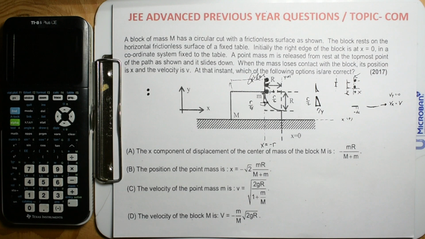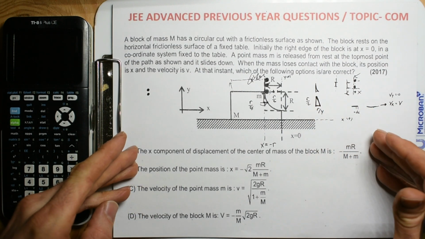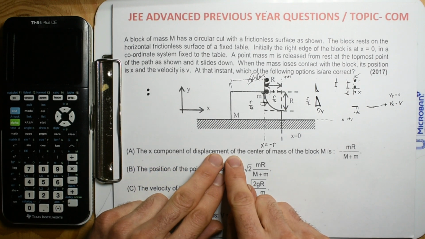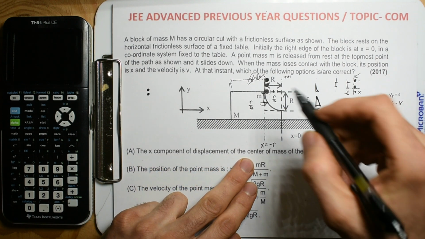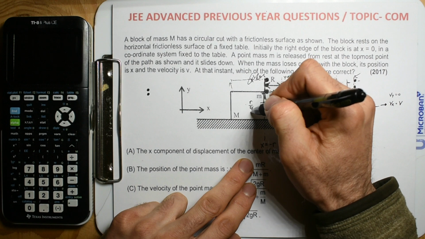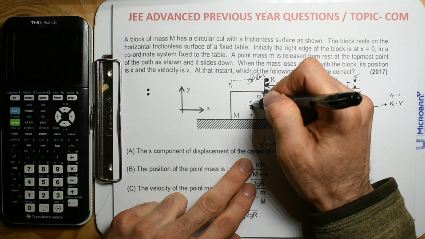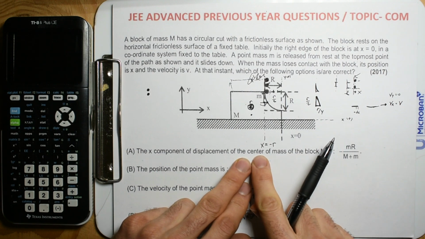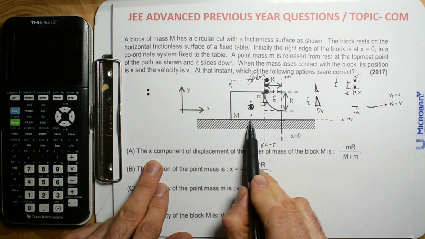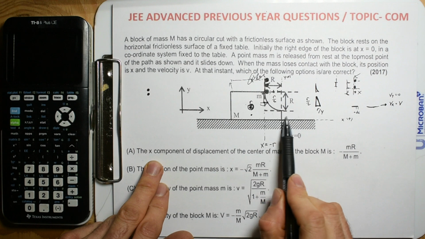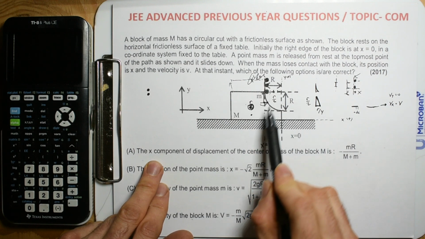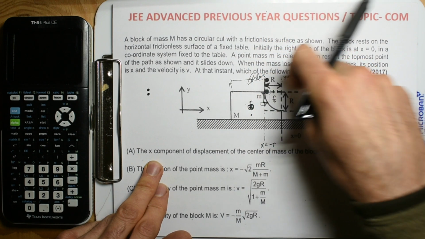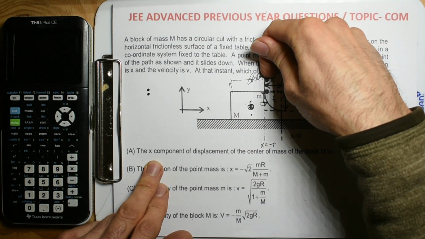All right, we're going to take a pause on this and actually read these. It says the x component of displacement of the center of mass of the block. Let's say the center of mass is right there on the block. So the x component of its displacement, meaning that if it gets moved this way, that's positive. But if this particle is, you'd almost treat it like a wedge.